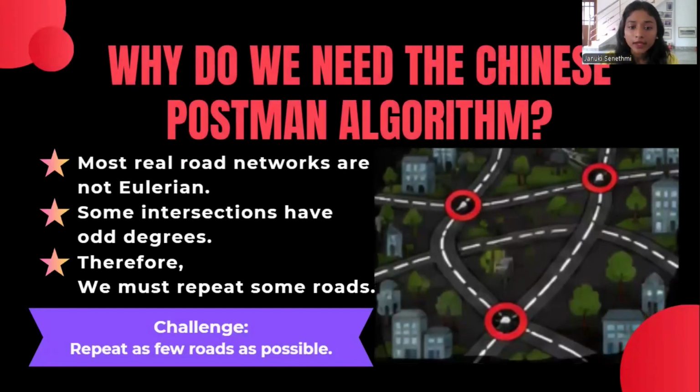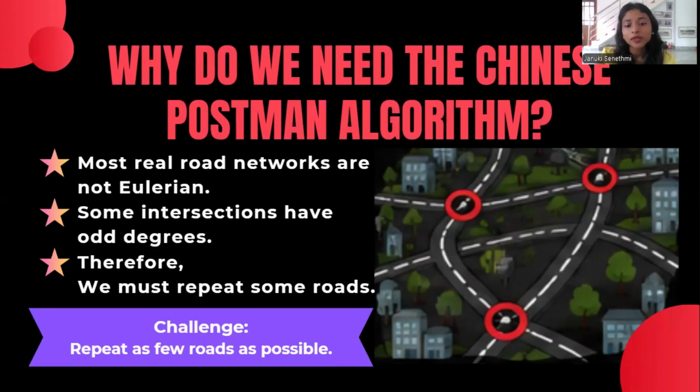Why do we need the Chinese Postman algorithm? So here's the problem. Most railroad networks are not Eulerian. Some intersections have an odd number of connecting roads. Because of this, we cannot travel every road exactly once. The only solution is to repeat certain roads. But which road should we repeat?